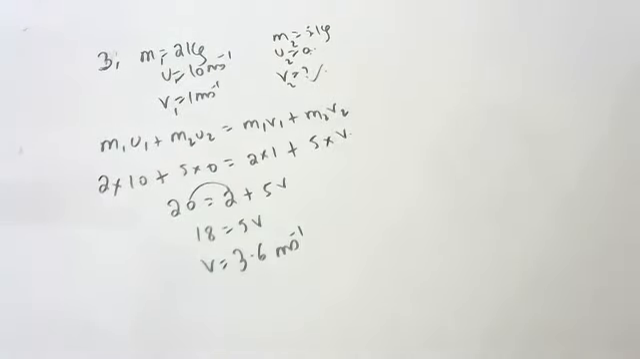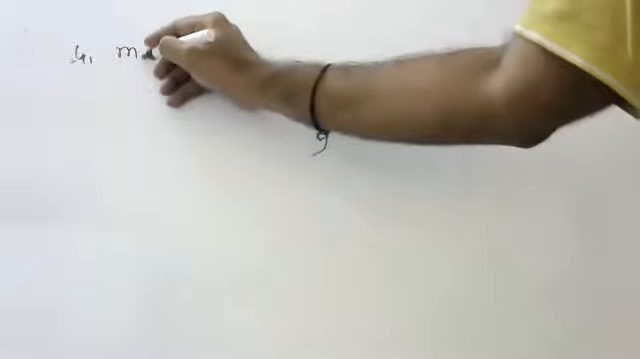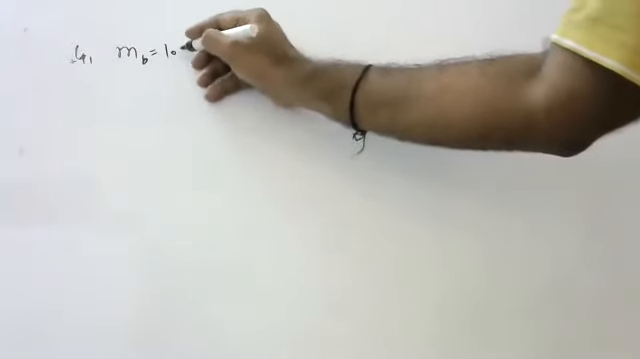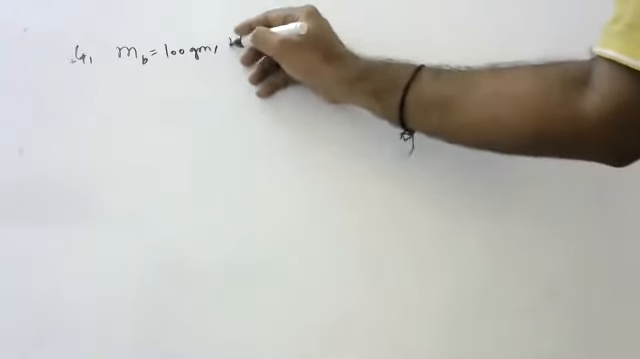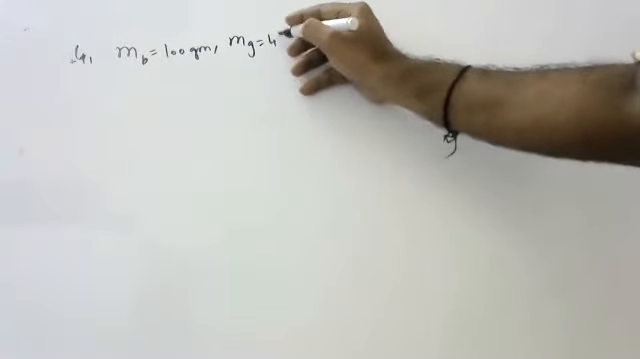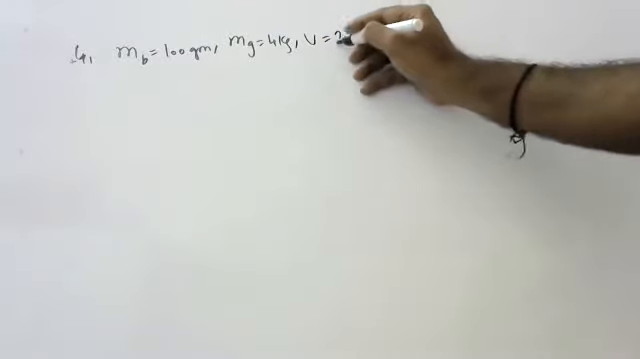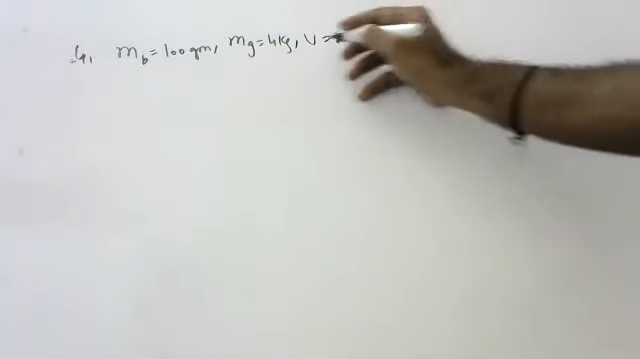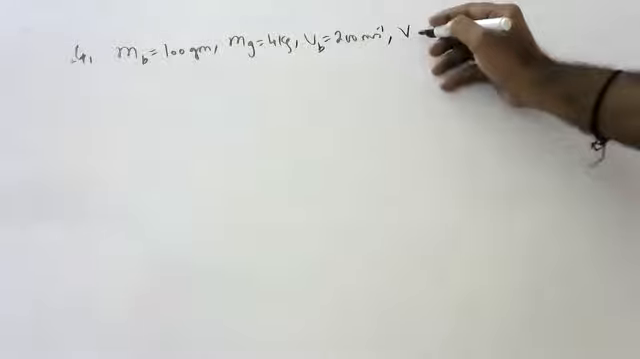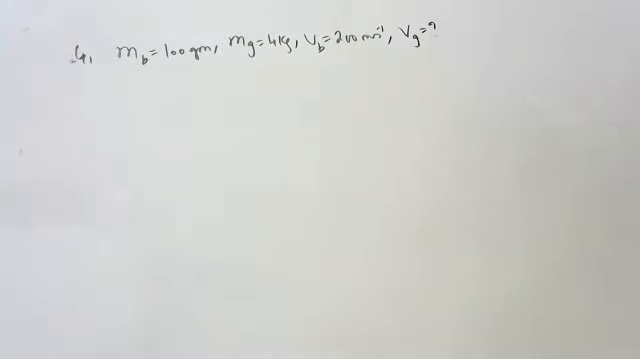Okay, children, next question. Fourth question. Anyone wants to try it? Mass of bullet is 100 grams. Mass of gun is 4 kg. The bullet is fired with a velocity of 200 meters per second. What is the velocity of recoil of the gun? Anyone wants to try, children?